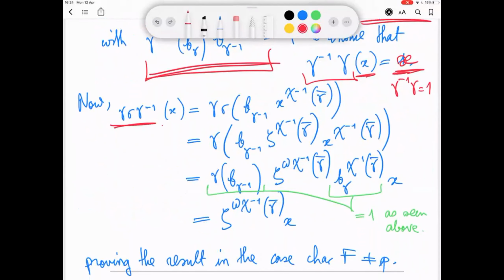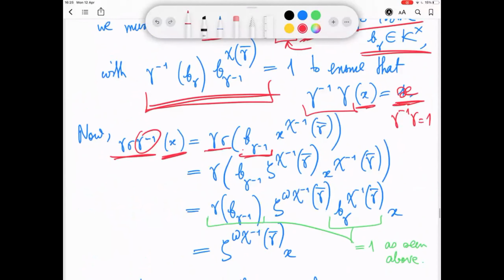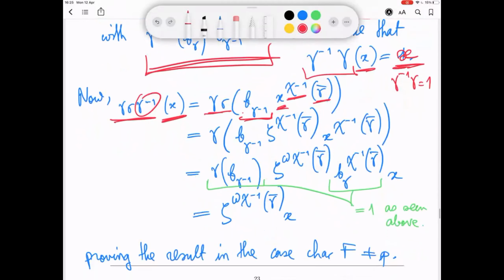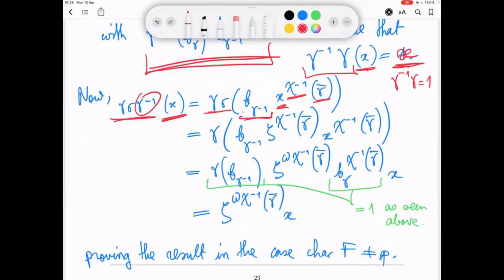This conjugate acting on x: you first apply gamma inverse to x. What will you get? You will get b gamma inverse times x to the power chi inverse of gamma bar, right? Because gamma applied to x is b gamma x to the power chi of gamma bar. Now, instead of gamma, you have gamma inverse, so that's what you will get. Okay.